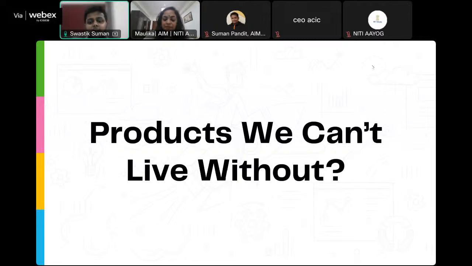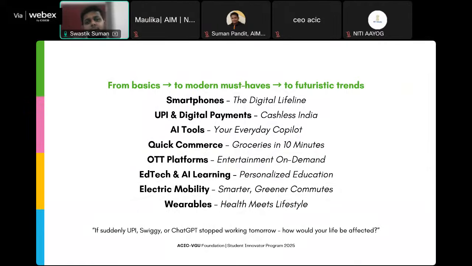So here we have some other main headings we can talk on, like smartphones. Why smartphones? It made our day-to-day life digital and easy. Second is UPI and digital payments. India nowadays is becoming cashless. We don't use much paper and cash to transact. Third is AI tools. ChatGPT can be the best example for AI tools. Then quick commerce, OTT platforms, edtech and AI learnings, electric mobility and wearables, right?